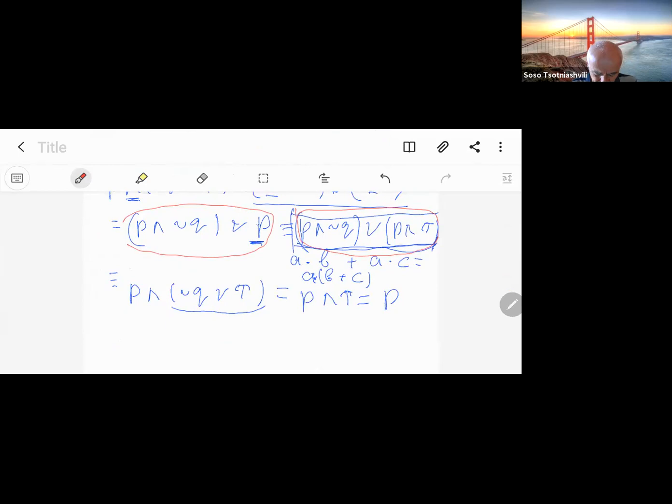So we have here P and not Q. And what is your idea, say again?